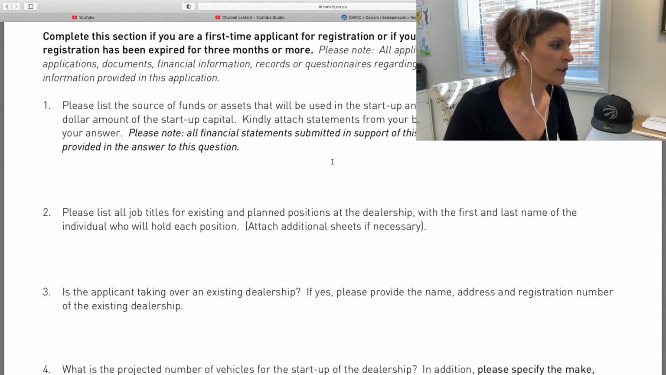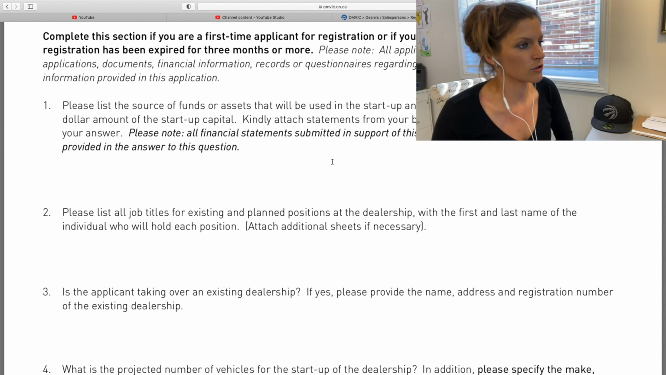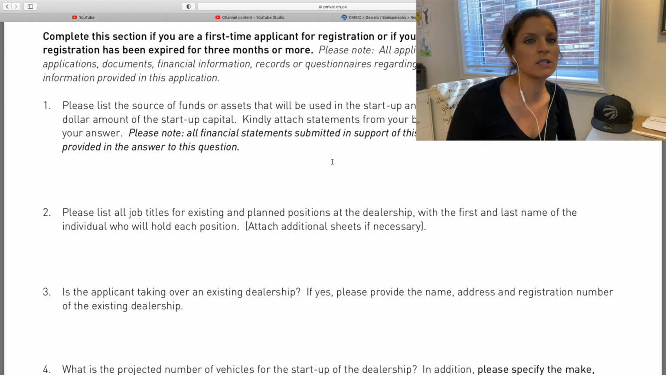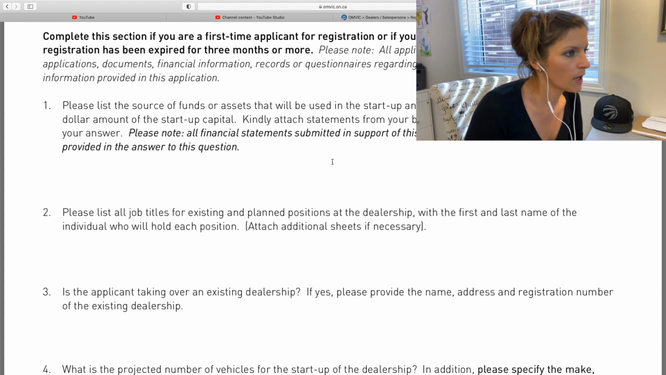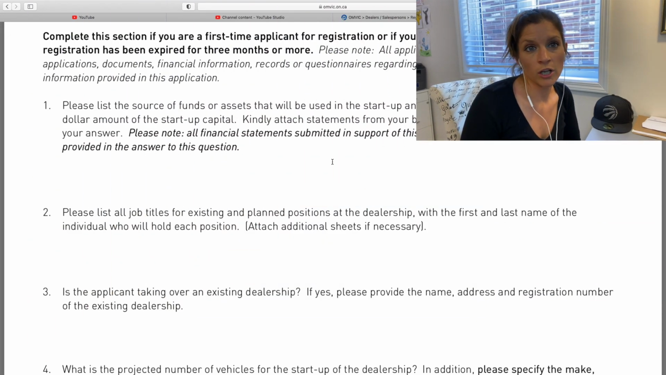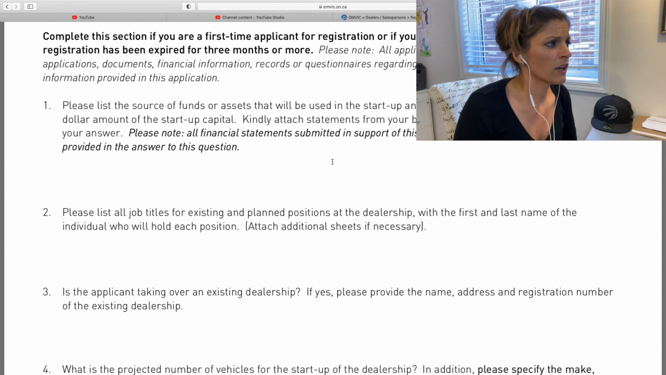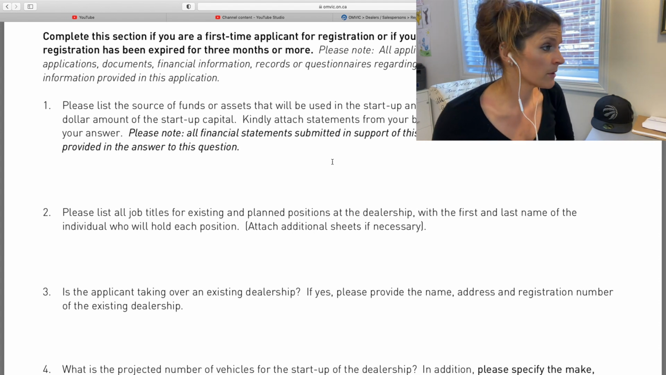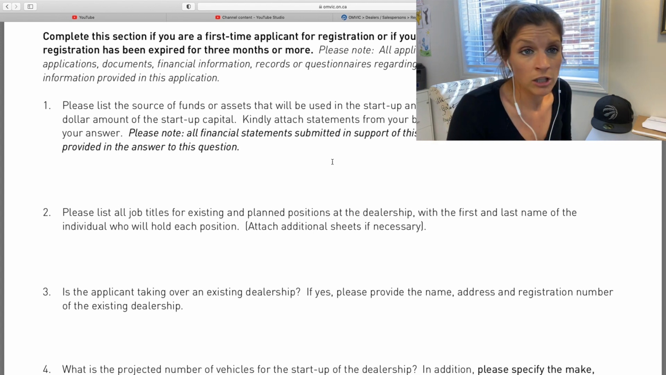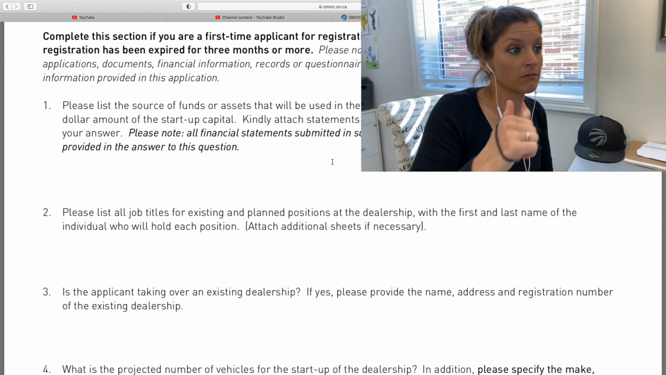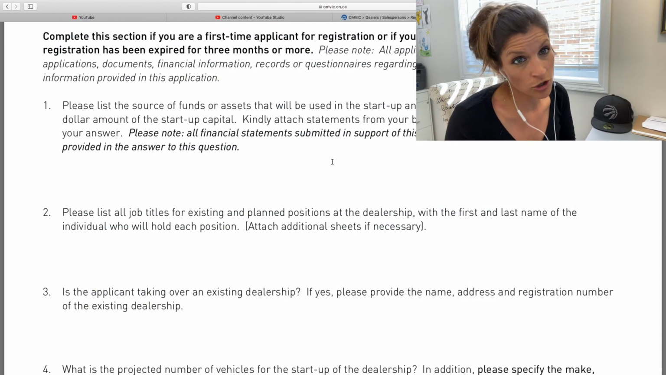Please list all job titles for existing and planned positions at the dealership, with the first and last name of the individual who will hold each position. So that just means, obviously, if you are running a business, you have to think about who's going to be the one in charge. Maybe it's going to be you, right? Maybe you just want to have like 5 cars or 10 cars to start. That's possible as a sole proprietorship, and you're going to be doing all the positions. That's fine. You're going to be the salesperson. You're going to be the manager. You're also going to be in charge of the day-to-day.